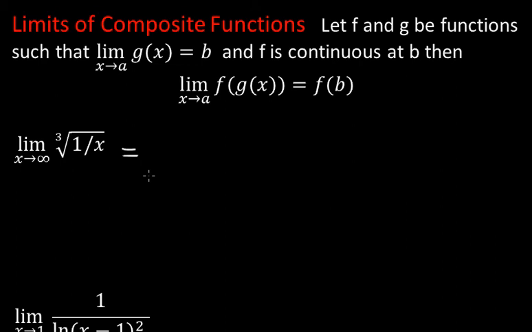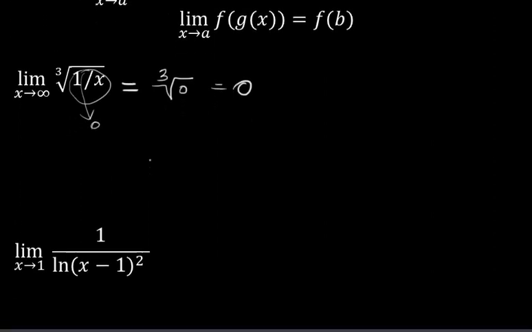So in the first example, the limit of the cube root of 1 over x. What we've been talking about so far is just quotients. So you look under the root and you see that quotient, 1 over x as x approaches infinity is going to 0. So this is the cube root of 0, which is 0. Just do it naturally, but you should be aware that you are using a quite powerful idea here.